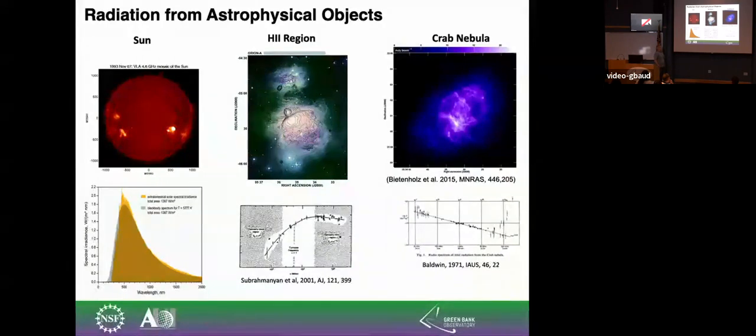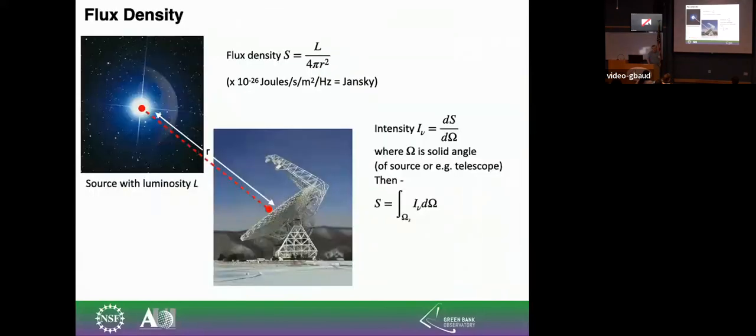H2 regions, the Crab Nebula, a supernova remnant. These all have different forms of how their emission is generated and measured. I'll be getting a little more into some of these, but basically the behavior of the emission as a function of frequency is what's changing here.